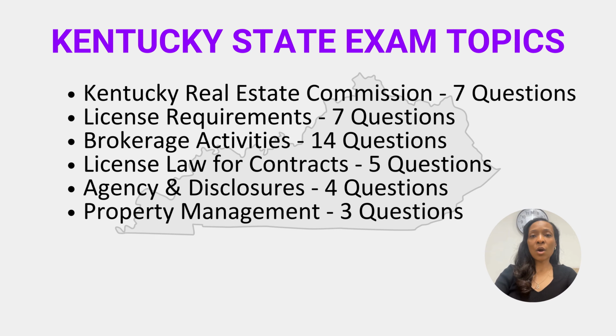Then there's license law requirements for contracts. That's 5 questions and includes contract handling and legal compliance. Then there's disclosures and agency issues. That's 4 questions and includes agency relationships specific to Kentucky. And then lastly is property management, which has 3 questions and includes handling of rents, tenant funds, and management responsibilities.